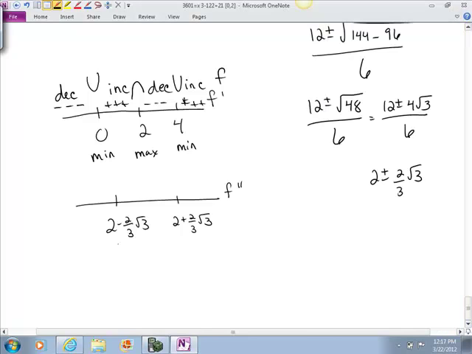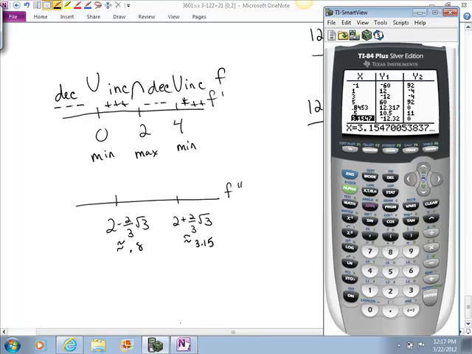This was about 0.8. This was about 3.15. Okay, so I tried 0.5, and now I'm going to try a number between 0.8 and 3.15, like 2, and then a number greater than 3.15, like 4. And I'm only looking at these.